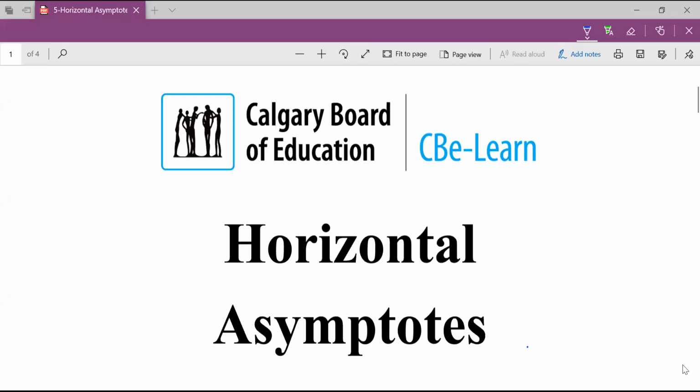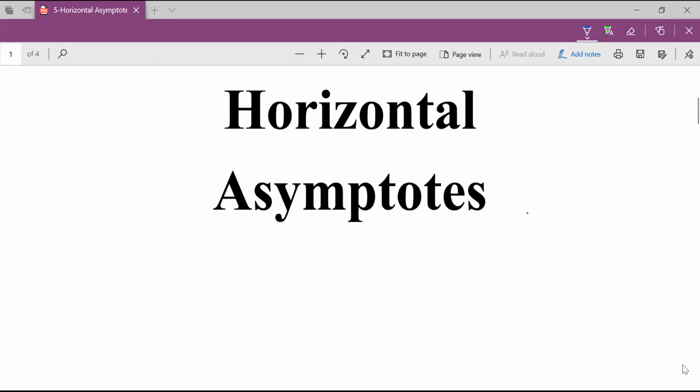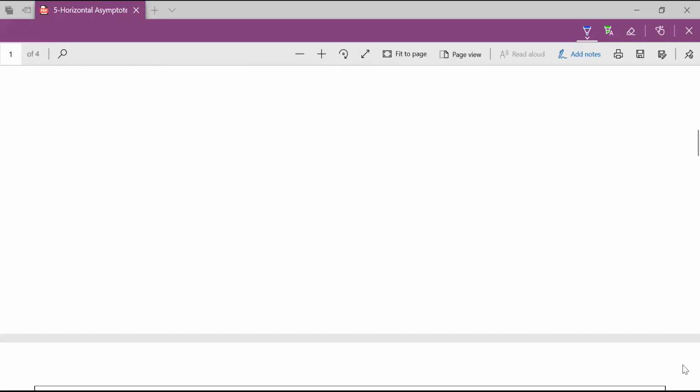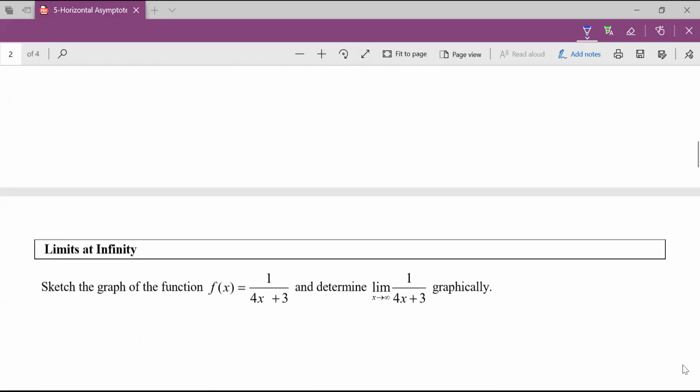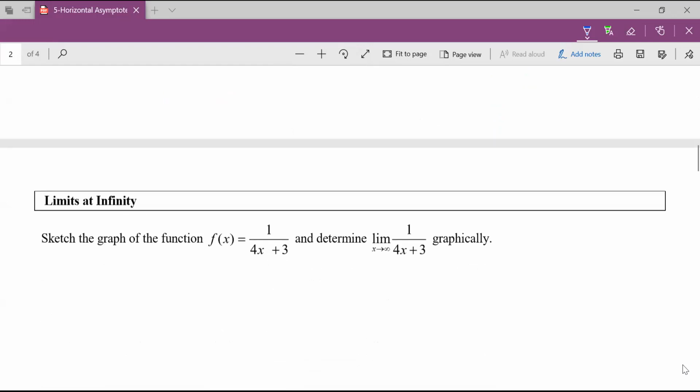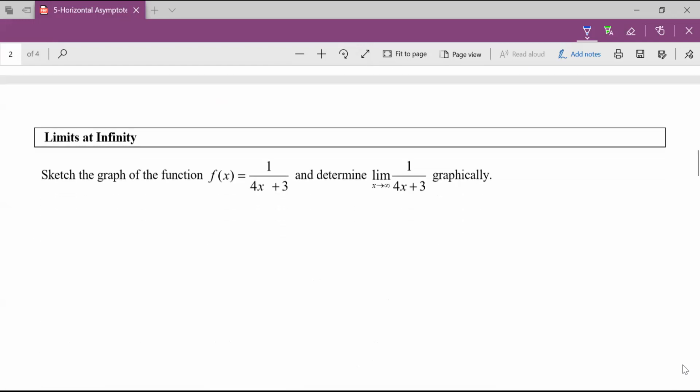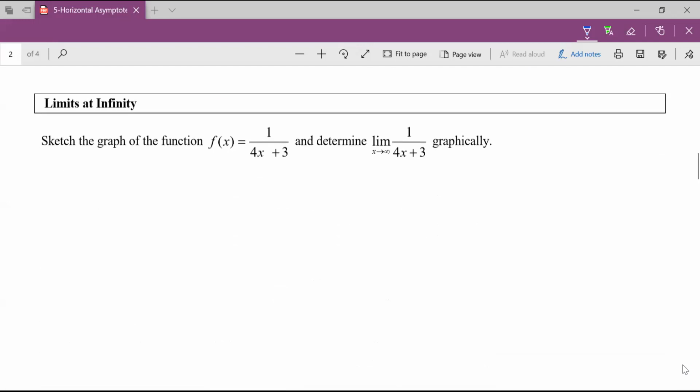Hey mathletes, in this video we're going to look at horizontal asymptotes. Now horizontal asymptotes are probably something that you've explored in a previous course, but how you would have looked at them maybe would have been a little bit different. So now we're going to look at horizontal asymptotes from a calculus point of view.